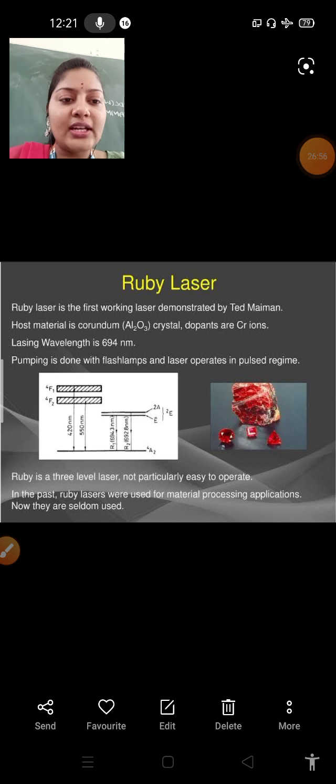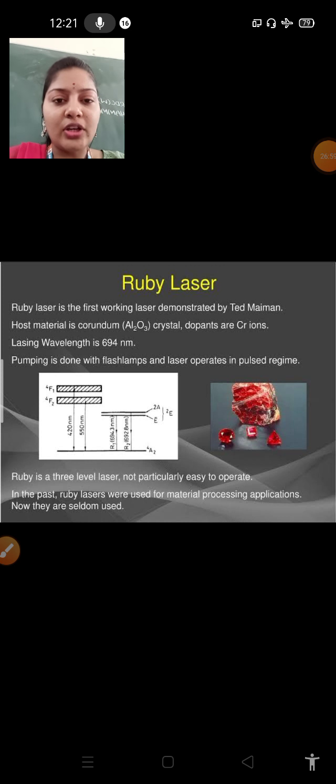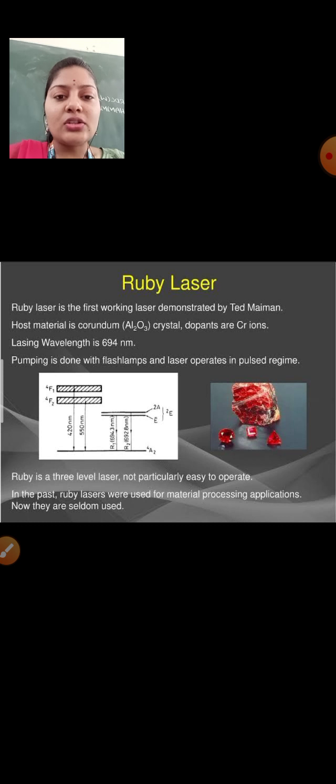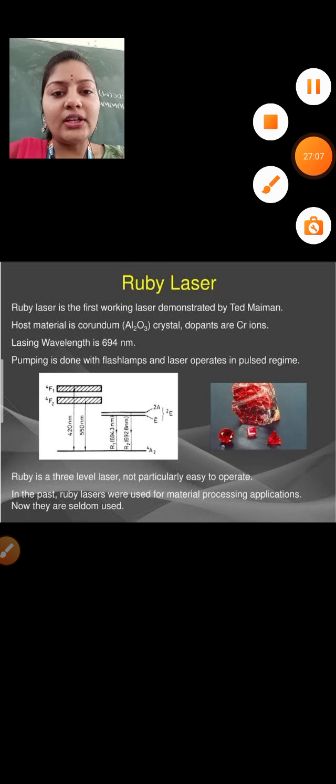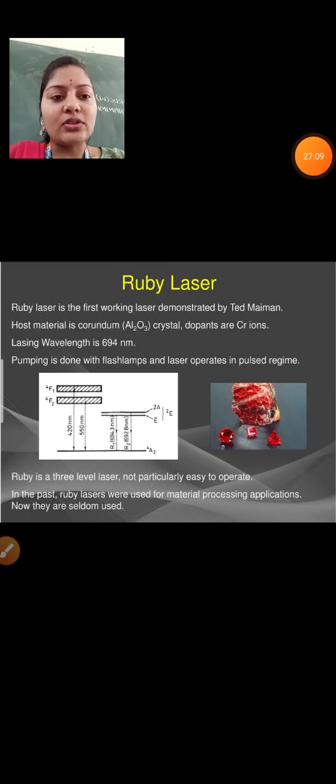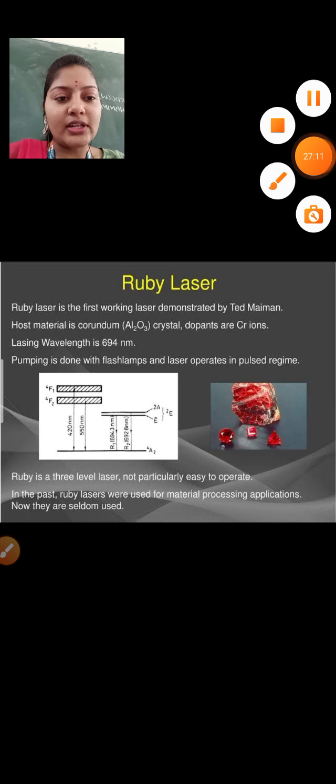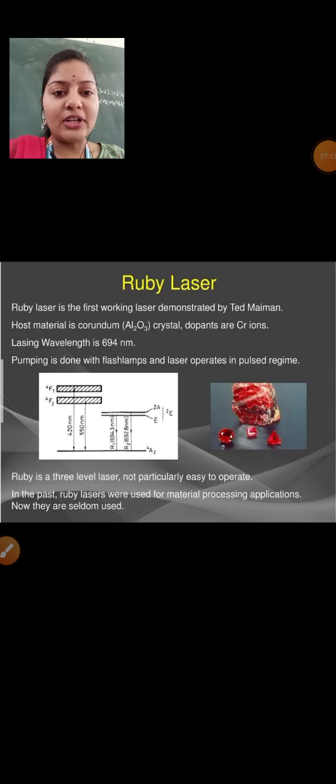Okay, so the next concept is the ruby laser, which I am going to explain briefly. So what is the ruby laser? The ruby laser is the first solid state laser, given by Maiman in the year 1960. In this case the host material is a chromium crystal. Here we have used Al2O3 and Cr2O3.